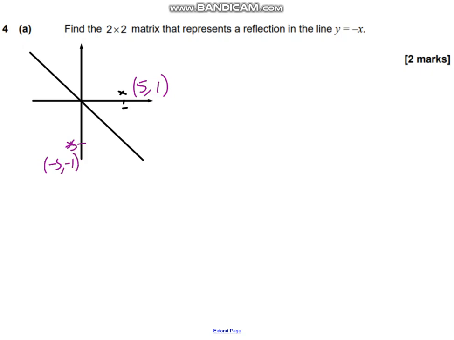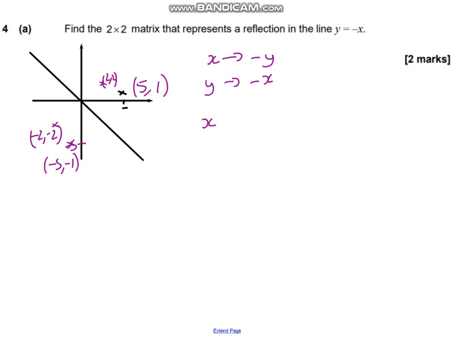If we take another random point, say 2, 2, where's that going to go? Well, that's clearly going to go down here to minus 2, minus 2. So what's happening here is that our x coordinate is mapping to the negative of our y coordinate, and our y coordinate is going to our negative x coordinate.